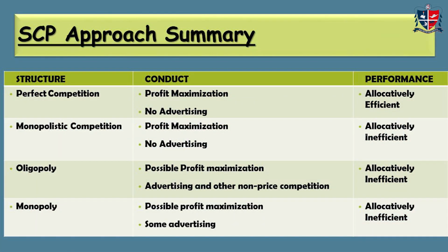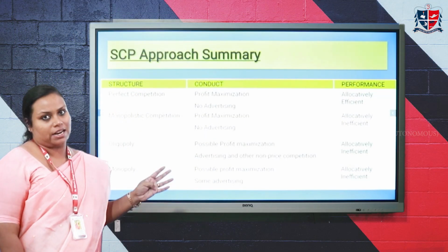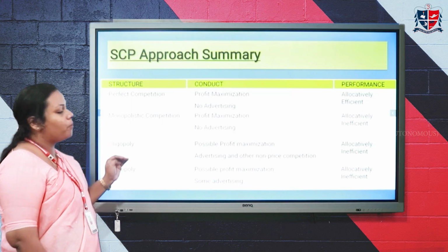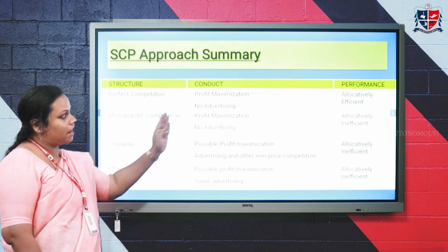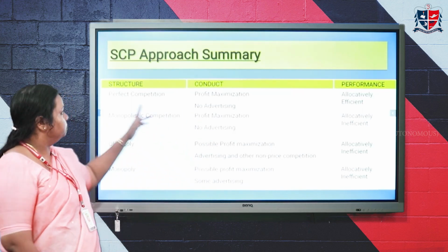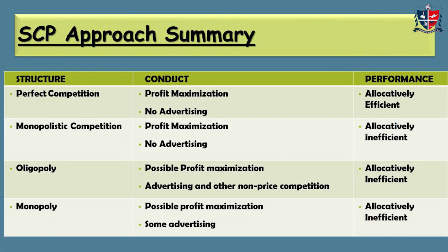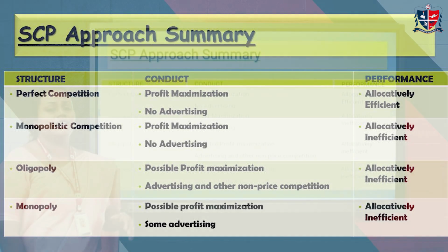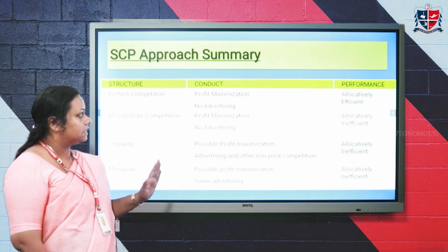Now we come to the SCP approach summary. We have to take up four kinds of market structures, and see how these four market structures have their conduct and performance individually. The first market structure is perfect competition. Perfect competition, as we all know, is a market condition where we have a large number of buyers and sellers. There is a homogeneous product, there is no transportation cost, and finally there is complete knowledge about the market condition.